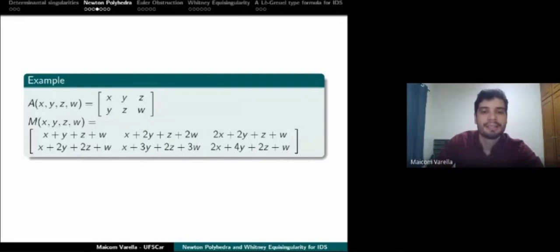Now, we give an example of two matrices which are strongly equivalent with respect to a basis that is formed by the functions x, y, z, and w. As we can see, the Newton polyhedron of both matrices A and M are equal to the Newton polyhedron of the function x plus y plus z plus w. And I could not put all the computations here, but they define the same set, which in this case is a determinantal singularity.